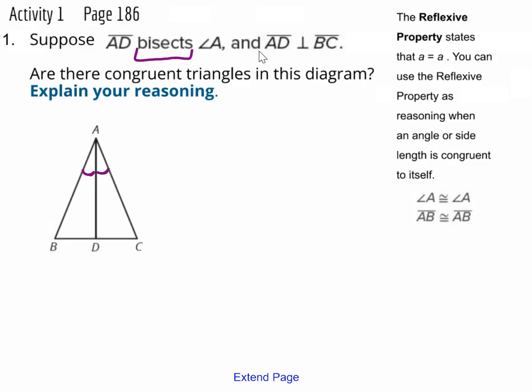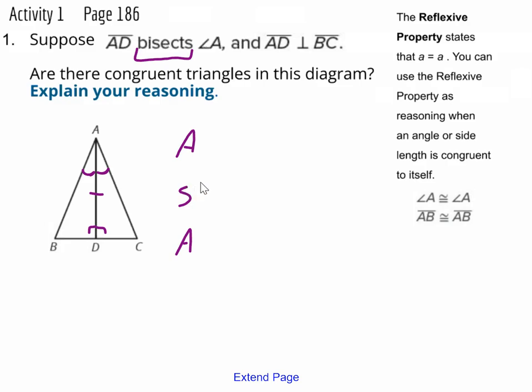Then it says AD is perpendicular to BC. Well, that means that's a right angle. That's a right angle. And then AD is the same as AD, so I can mark that. So I can prove that these two triangles are congruent by angle, side, angle.